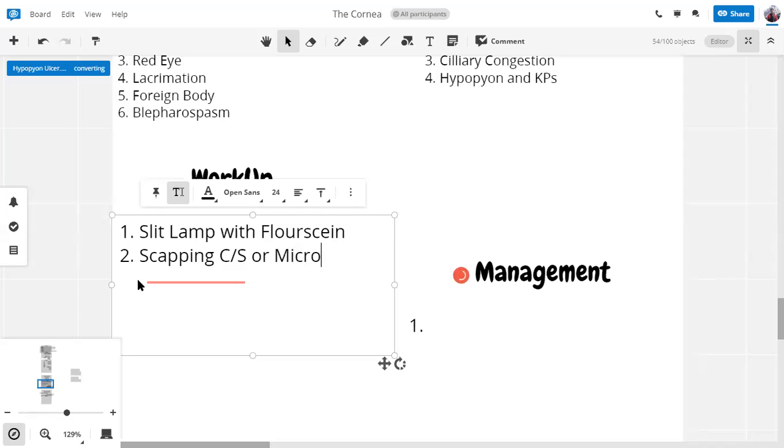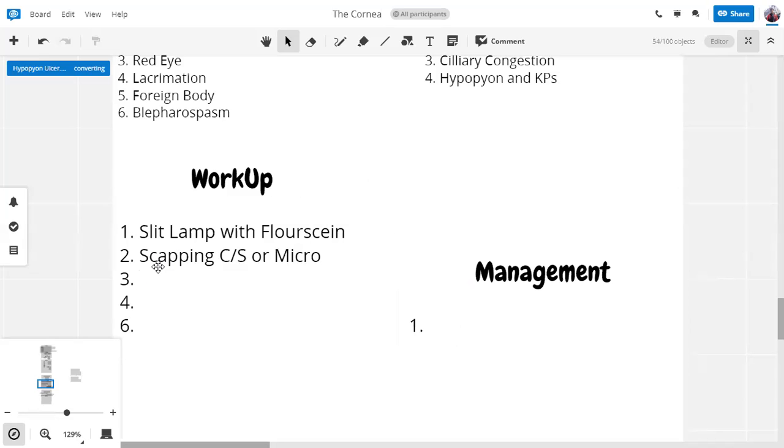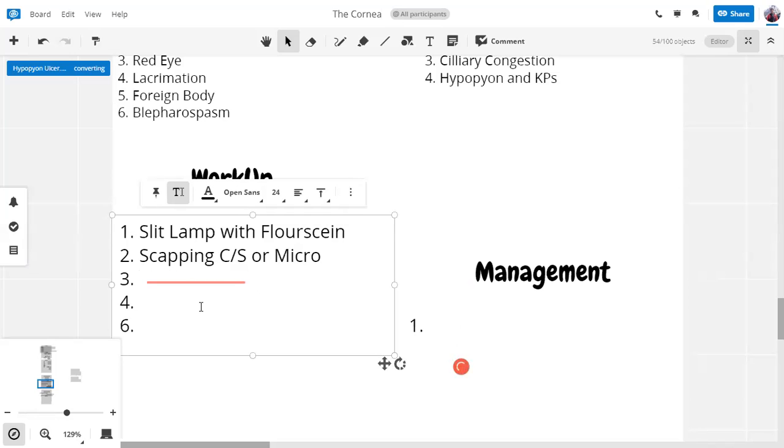Aur aap kya karwana chahenge? Visual acuity, बिल्कुल. आपको पता है कि खराब होगी, आपके पास होकर आएगी. When you are working up a patient, आपने बिल्कुल करानी है. लेकिन I am looking for the specific things which you need to do in case of corneal ulcer. How will you check the thickness of the cornea? That is a good answer for another question. That is the answer for my next question. How will you check the curvature of the cornea?